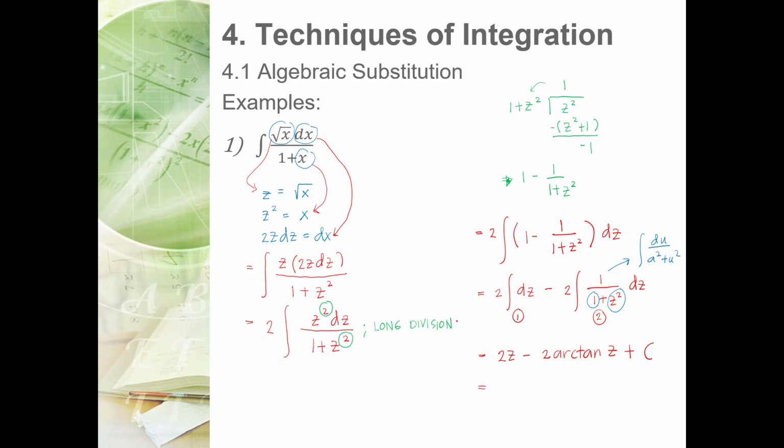So don't forget to bring back the value of the z parameter, which is square root of x. So our final answer would be 2 square root of x minus 2 arctangent square root of x plus c. So this would be the final answer.